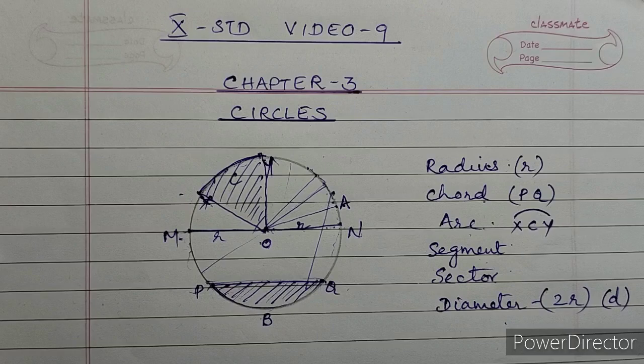Now let us consider the different situations that can arise when a circle and a line are given in a plane.